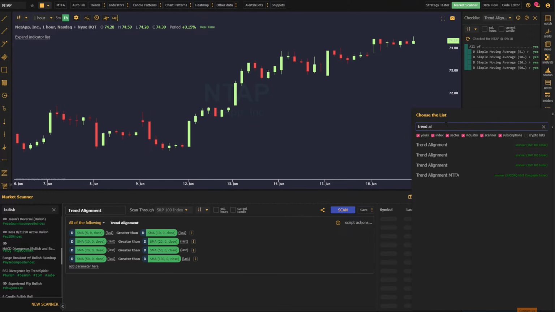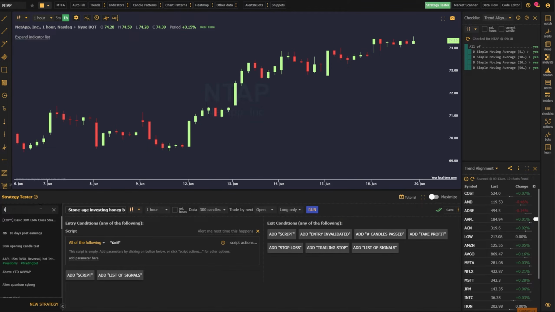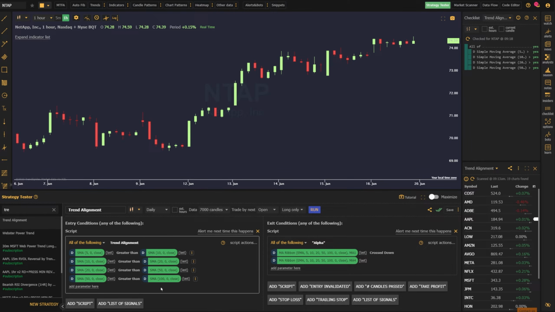We can open up our scanner as a watch list so that all the names are easily accessible, and then we'll open up the strategy tester and select the strategy we want to test. Note the entry conditions of my strategy here are the same as what we just scanned for.